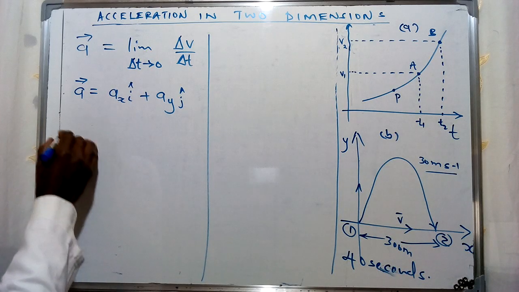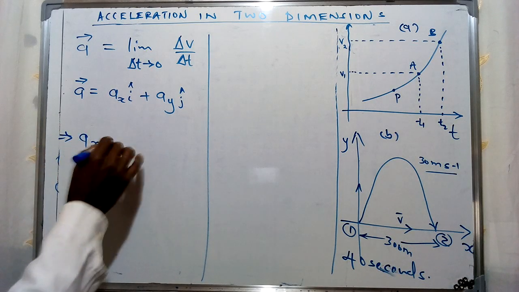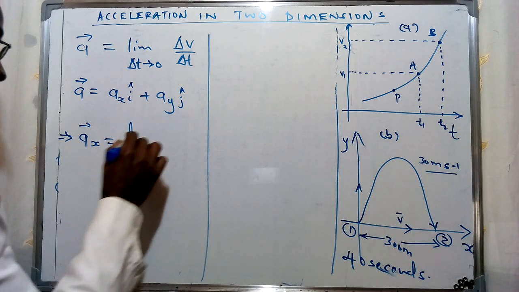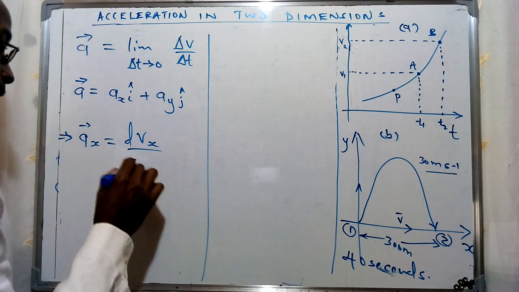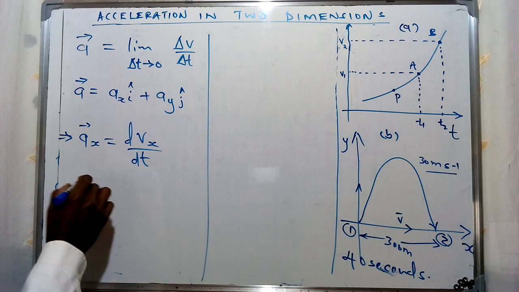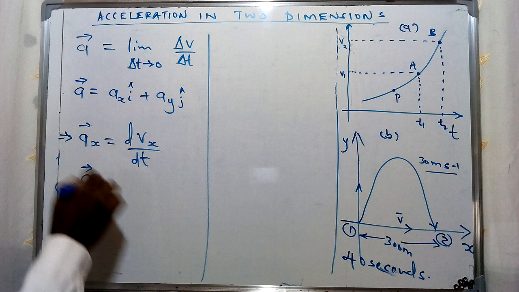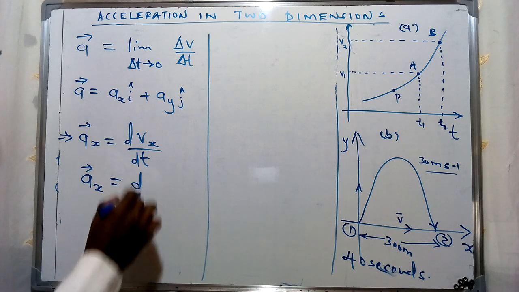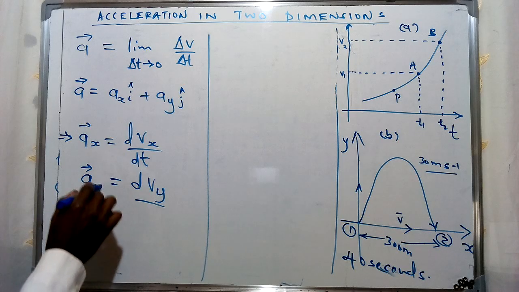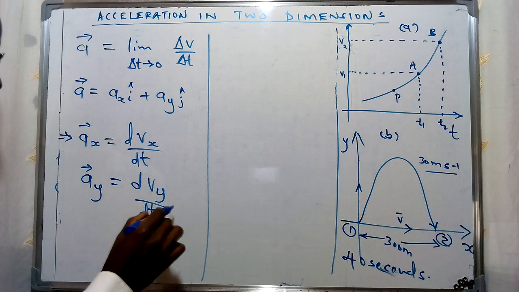Hence, we can find this specific ax, which is acceleration along x, given as the derivative of the velocity along the x component with respect to time. And similarly, we can have the acceleration along the y direction, given in terms of the derivative of vy with respect to time, dvy over dt.